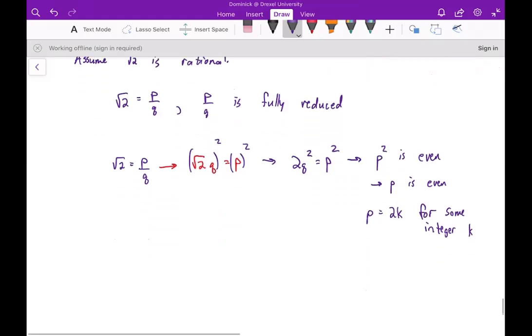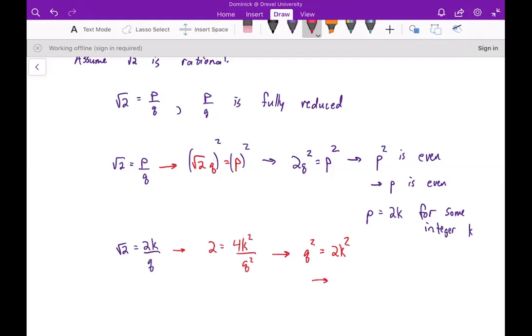All right, well, now let's go back to what we had before. Then we have that square root of 2 is equal to 2k, and I'm going to substitute that in for p over q. Right, now if I square both sides, I'm going to get 2 is equal to 4k squared over q squared. But then if I multiply both sides by q squared and divide by 2, I'm going to get that q squared is equal to 2k squared, which leads me to the fact that q squared is even, which then leads me to the fact that q is even.